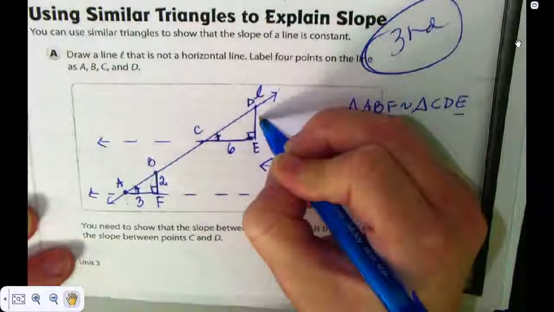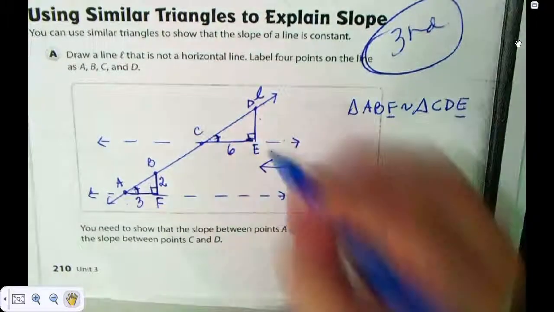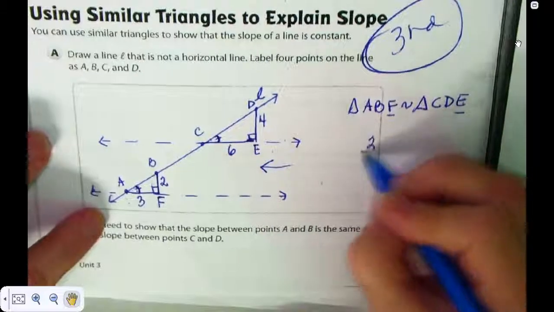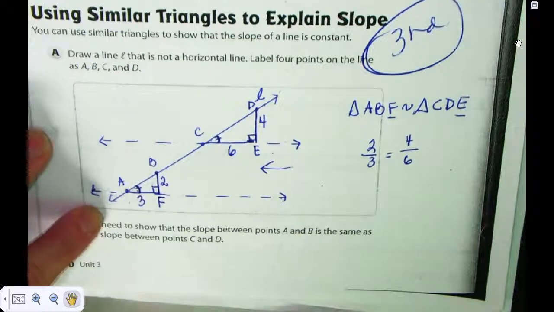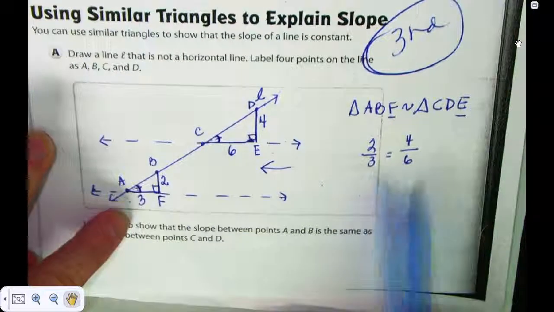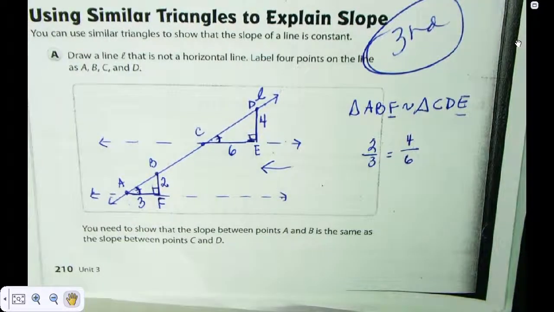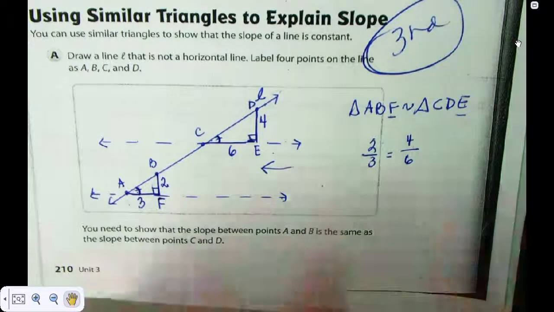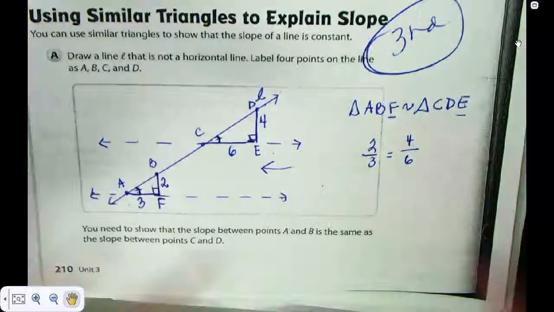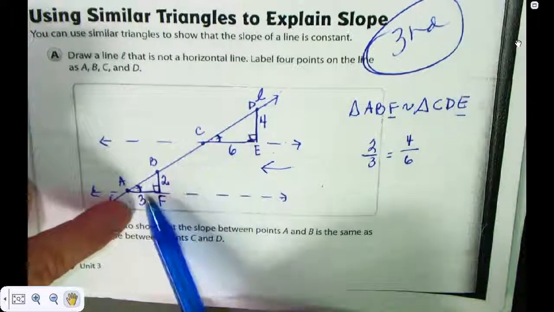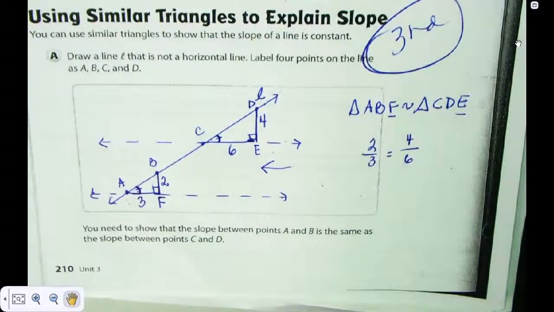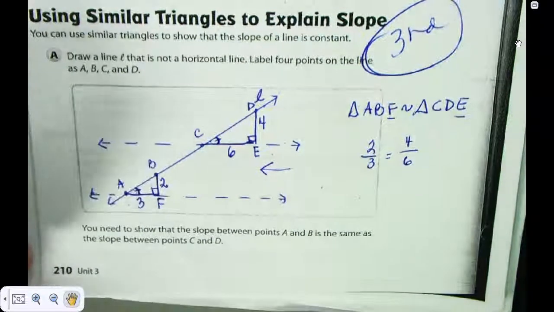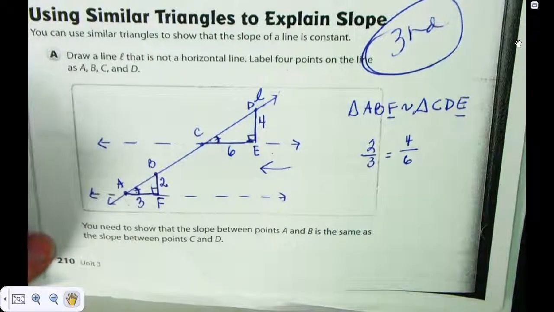What has to go there for them to have the same slope? 4. Oh, good job. So 2 over 3 equals 4 over 6, doesn't it? 3 times 2 is 6. 2 times 2 is 4. So see, they had the same slope. Guys, are y'all getting the connection here? They're the same slope, but they also have their sides proportional. Is it all coming together, I hope, in your brain? Good deal. Any questions about that?